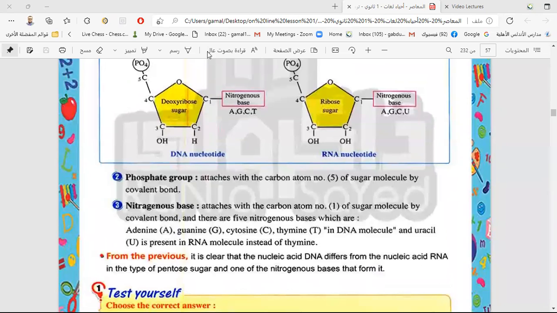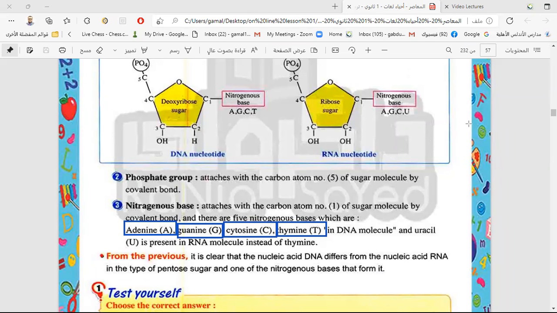We have adenine, A, guanine, G, cytosine, C, and we have thymine, T. The four different nitrogenous bases. These four nitrogenous bases are found in each nucleotide in the DNA molecule.